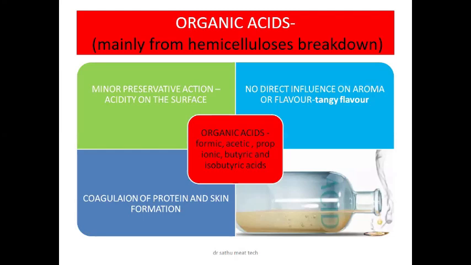The acids that are formed from the smoke are formic acid, acetic acid, propionic acid, butyric acid and isobutyric acid. All these acids are formed. They have no direct influence on aroma or flavor, though sometimes these acids give tangy flavors.